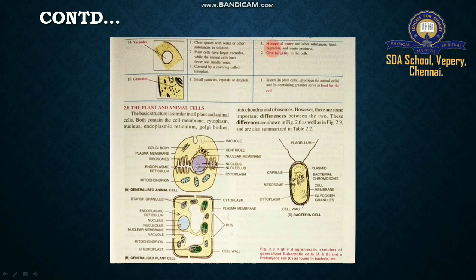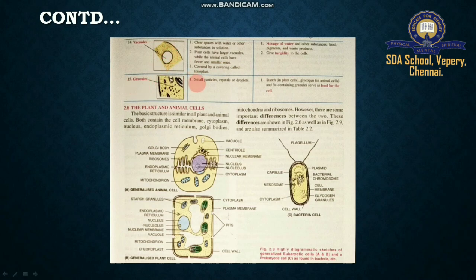The major role is storage of water and other substances, such as food, pigments and waste products. Then it gives turgidity to the cell. The cell will be turgid because the vacuole is full, giving a firm condition.